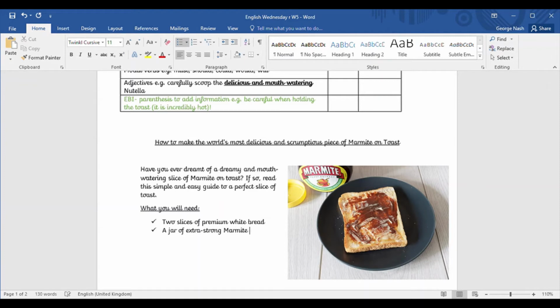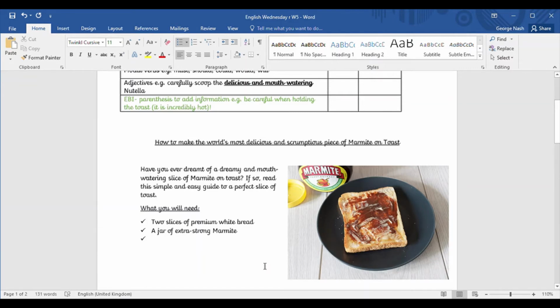Okay. I was very lucky for Christmas. Miss Tremlett bought me some extra strong Marmite. It's very, very strong there. So let me just move these over. See if I can do that quickly. A jar of extra strong Marmite. What else am I going to need? I'm going to need a plate. I'm going to need a toaster to toast it. I'm going to need some butter.